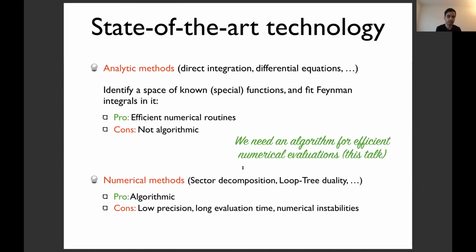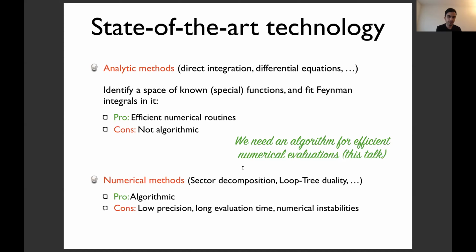So actually, one of the main practical advantages in having representations in terms of known functions is that typically we have very efficient numerical routines to compute them, which is of course fundamental if we want to perform predictions that we can then compare with experiments. On the downside, this is a difficult problem. So I would claim that this is not algorithmic. In general, we don't know, given a Feynman integral, what is the space of functions that we need, and even if we knew, we don't know how to systematically go on this representation.